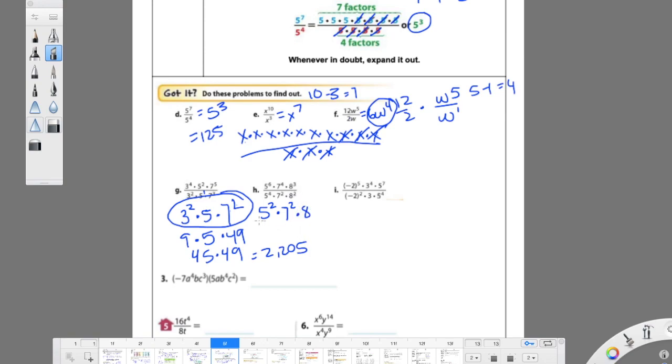So now we'd have 25. 5 squared is 25. 7 squared is still 49, just like it was in this problem over here, and times 8. So if we multiply all these together, we have 25 times 49 times 8. We end up with a pretty decently sized number here, 9,800.